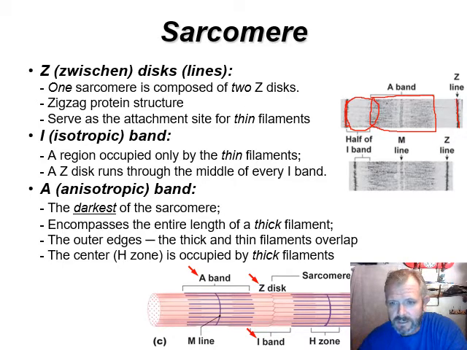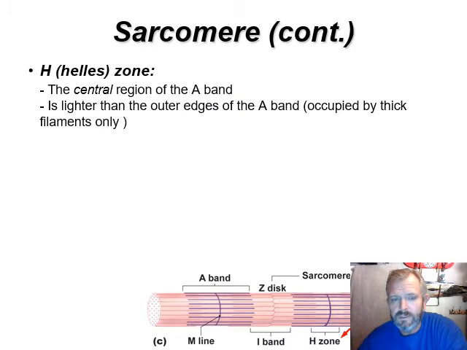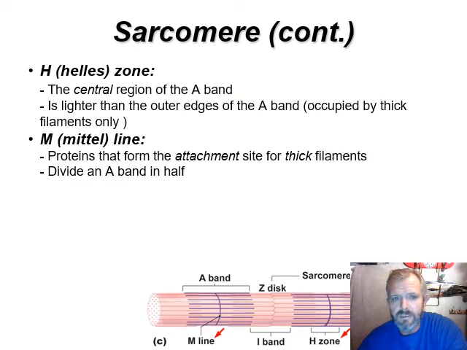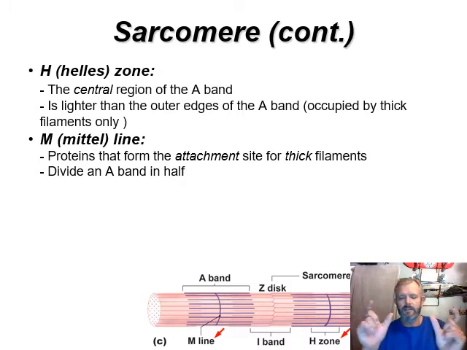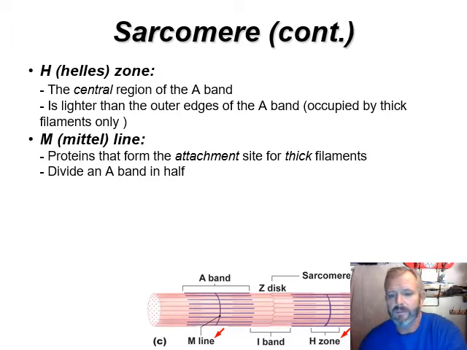And we're going to see there is this H zone. The next line, that is a little lighter region. We'll see that H zone. Okay, the H zone is the central region of the A band, and it contains only the thick filaments. So H zone's only thick, I band's only thin, and then in the middle of that H zone is the M line, and that forms the attachments for the thick filament.